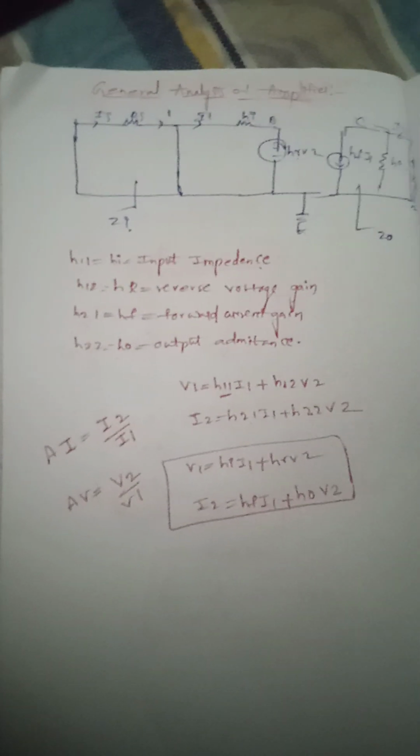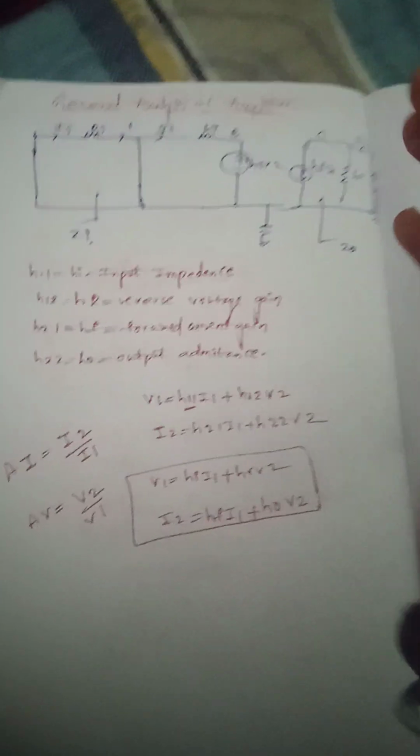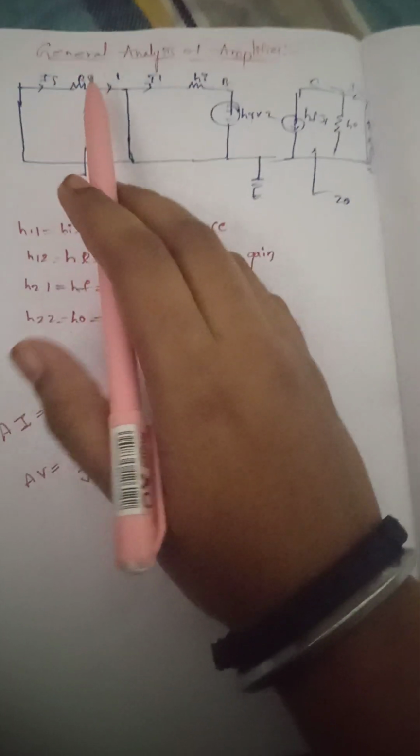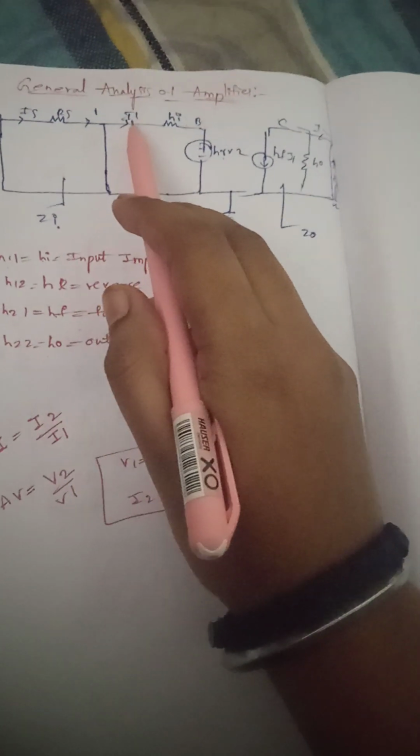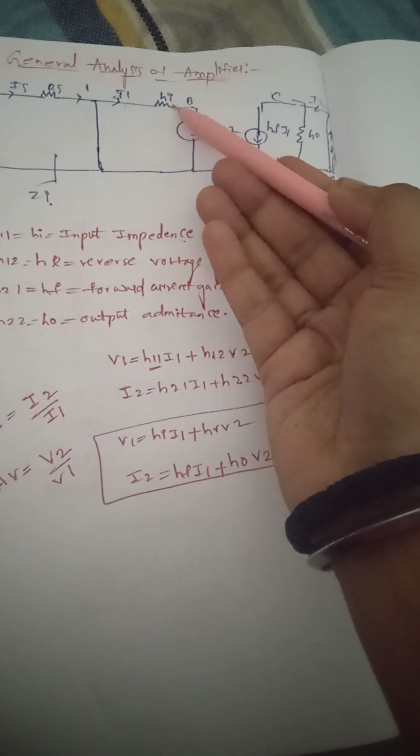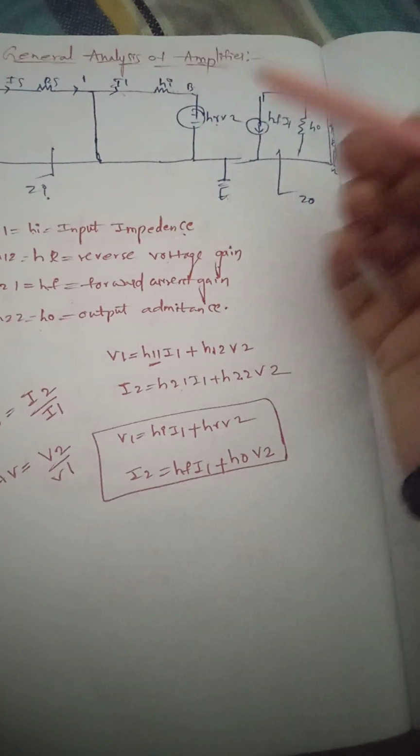Today we are going to discuss the general analysis of an amplifier. So this is the diagram of general analysis. Here we have current Is, resistance Rs, and here we have current I1, Hi. Hi is nothing but the h parameter, which is also known as input impedance.